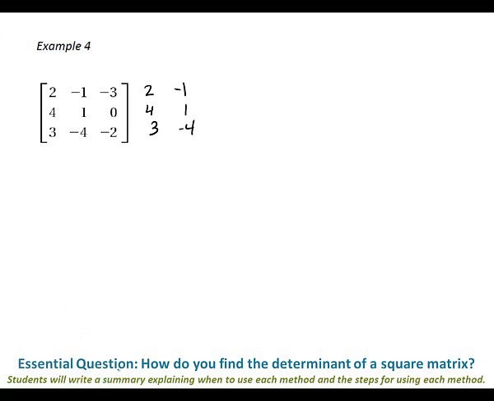So I'm going to use blue and red. If you want to use the same colors I do, I'm going to do blue for my down and red for my up. So I'm going to come down this diagonal and multiply. So what is 2 times 1?